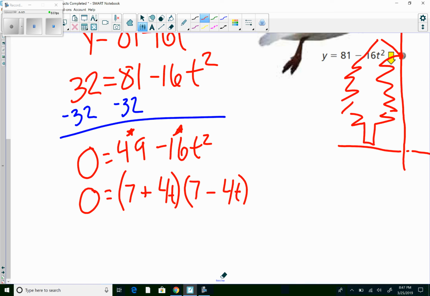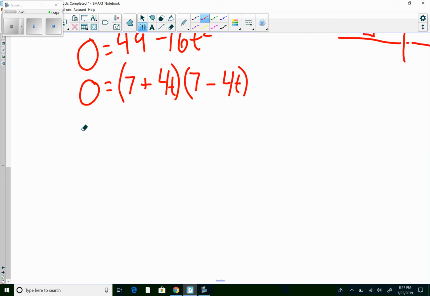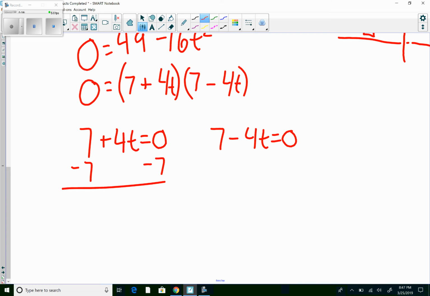So now we're going to finish up using that zero product property piece. So 7 plus 4t equals 0, and 7 minus 4t equals 0. Let's just solve really quick. So I'm going to subtract 7 from both sides and divide by 4. t equals negative 7/4.